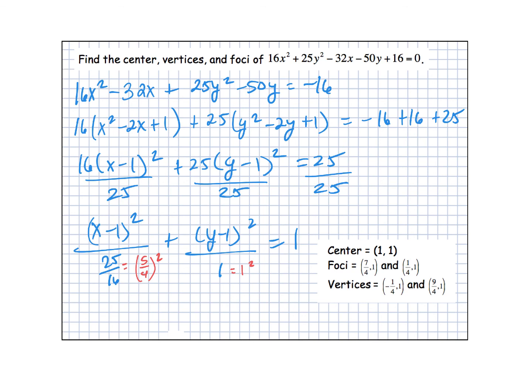So my center, as we can see, it's written down for us already, 1, 1, my h comma k. My vertices, if I add and subtract 5/4 to the x coordinate, that brings me to 9/4 in the positive direction, comma 1. Negative 1/4, comma 1 would be in the negative direction. Okay, so the center and the vertices are accurate to what we have going on. So our major axis, I like to always consciously think about that, is horizontal.